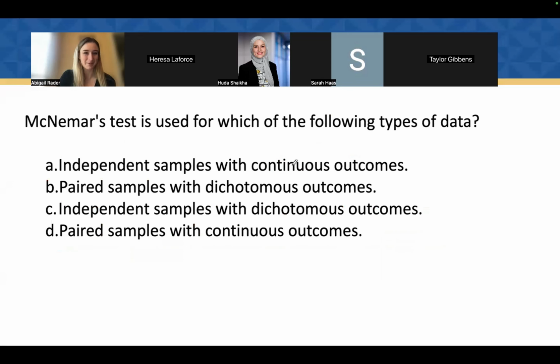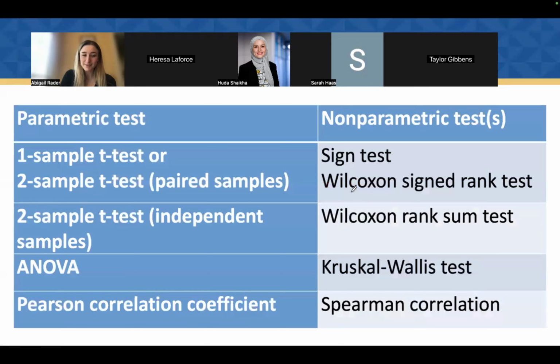Talking about non-parametric tests, McNemar's test is what we use when we have paired samples with dichotomous outcomes. It's kind of the equivalent of a paired t-test for z-tests. So that's one that I would know. All you have to know is that we use it when we have paired samples with dichotomous outcomes. For non-parametric tests, these are what the equivalents are.